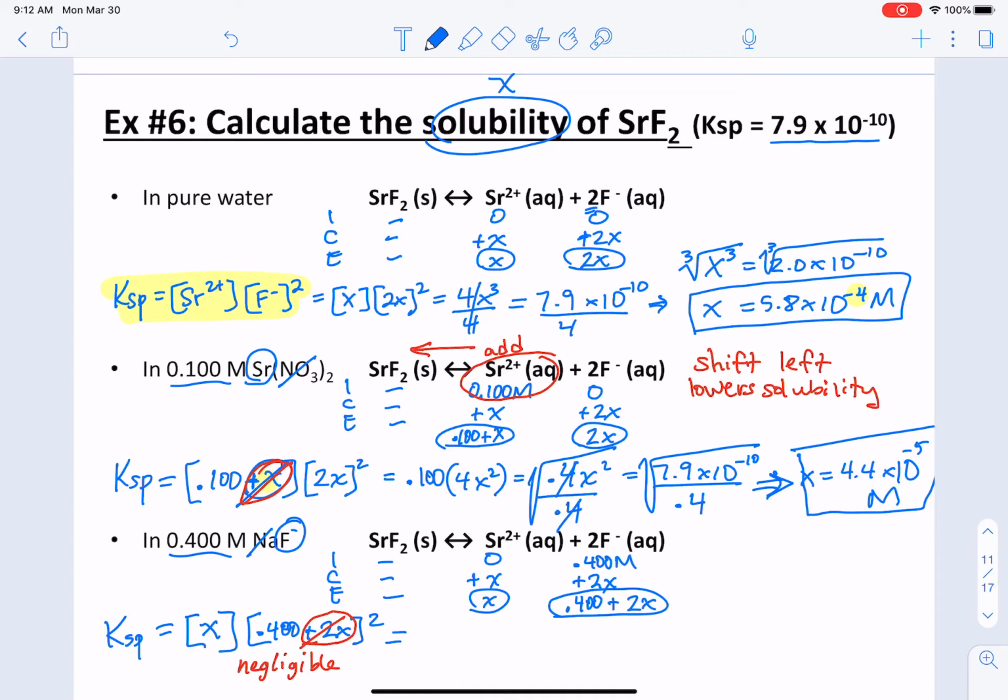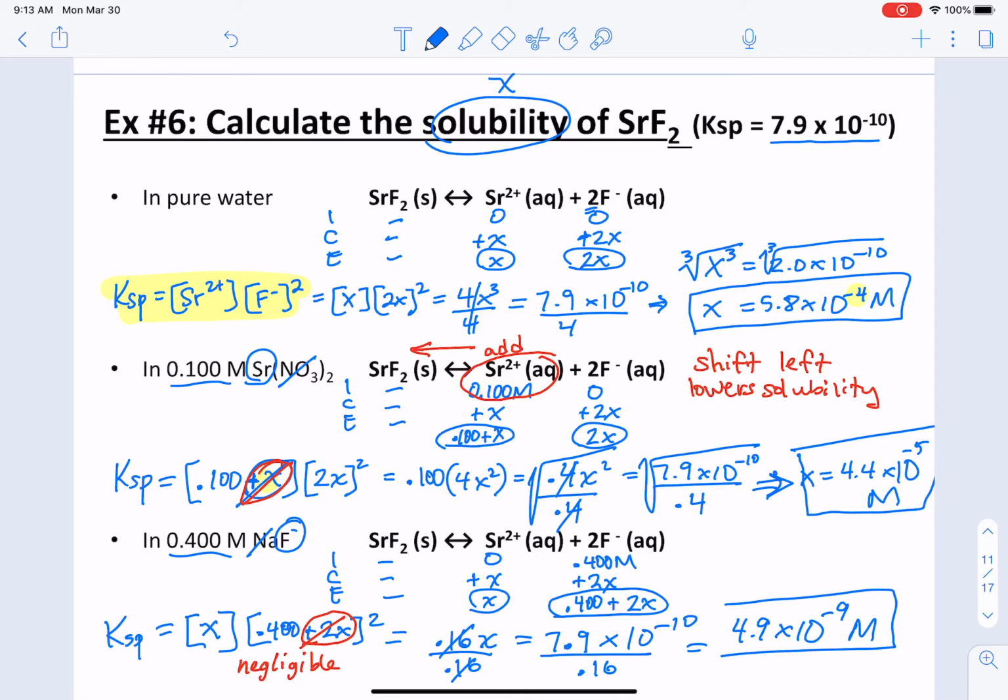When we take 0.4 squared, we get 0.16 times x. So our Ksp value is equal to 0.16x. And then I'll divide both sides by 0.16. That's going to cancel, and that's going to give us x. So x in this example is 4.9 times 10 to the negative 9 moles per liter. So x really went down here. So here are our three values. Let's take a look at what we know.